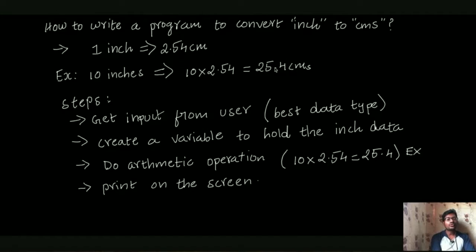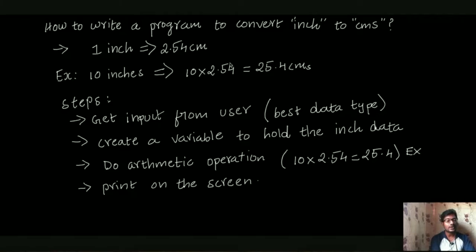Now we are going to write a program to convert inches to centimeters, which is the simplest program to explain arithmetic operations. The basic formula to convert inches to centimeters is 1 inch equal to 2.54 centimeters. If you have 10 inches, 10 into 2.54 equals 25.4 centimeters. If you have a calculator, you could easily convert inches to centimeters.